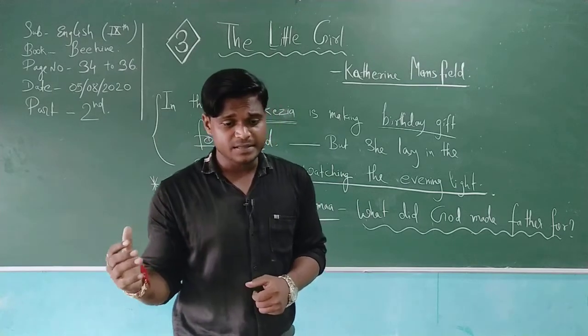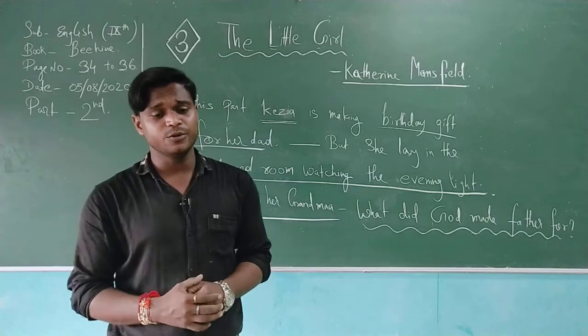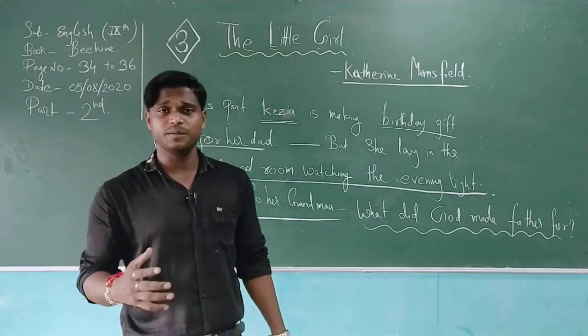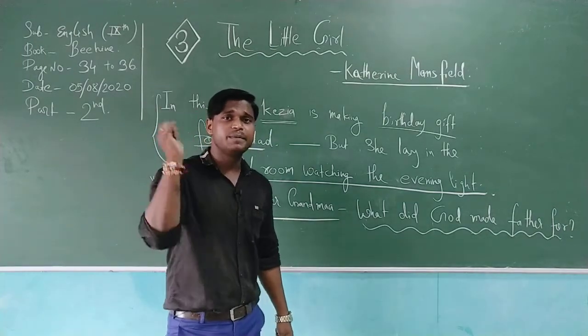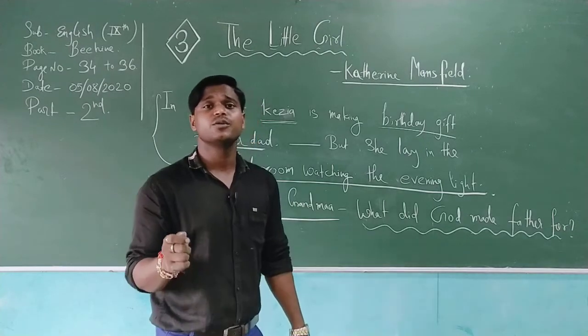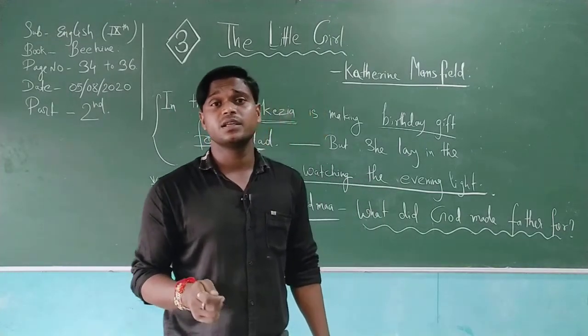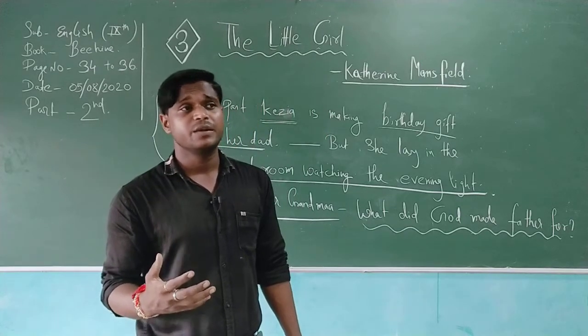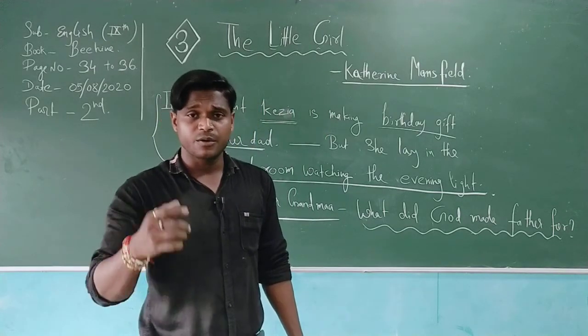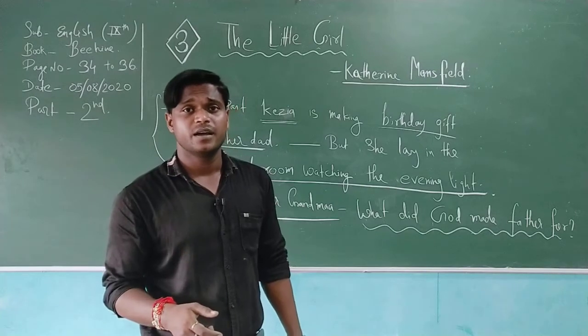Then the father enters the room. He came into the room with a ruler in his hand. You know the meaning of ruler? A scale. It may be a wooden scale, or a plastic scale, or a steel scale also. And now he was in a very dangerous mood. He was very anxious. Now he was about to beat the girl.